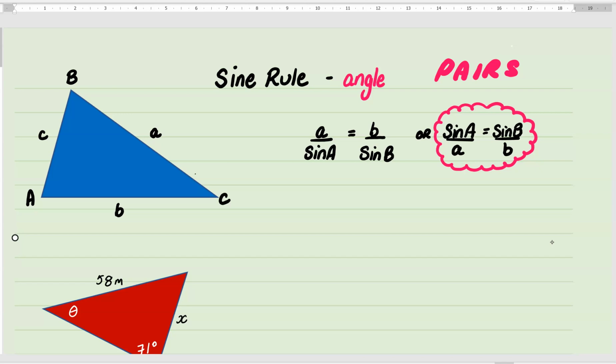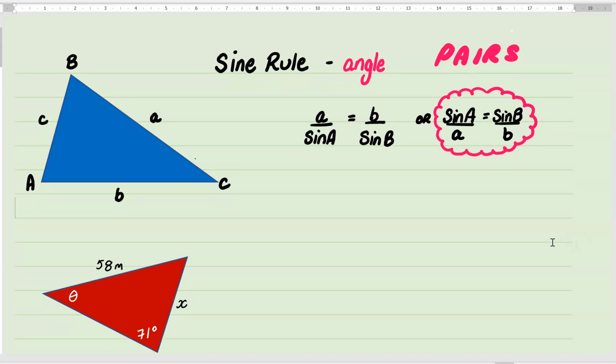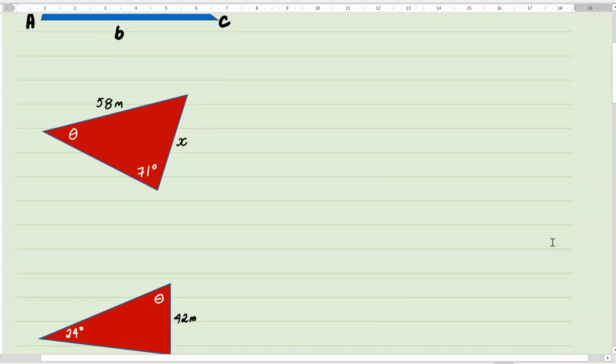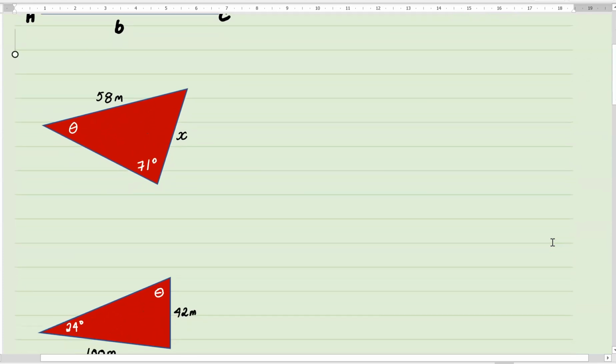Okay, so we're still labeling our triangles the same. The angle is A, its opposite length is still little a, and so on. So we're all about the opposites and still with pairs. So let's pop this into an application. So a simple statement like this one. As you can see, we still have a length and its opposite angle, so we've got a known pair.